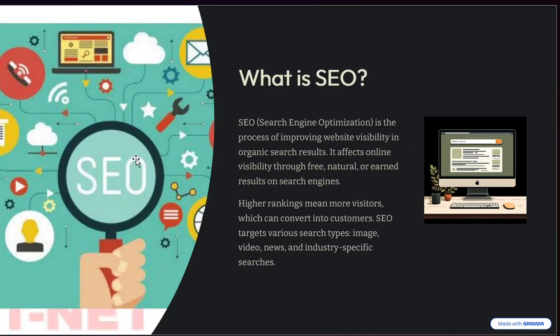First is what is SEO? SEO, or search engine optimization, is a process of increasing your website's visibility in the organic, unpaid search results. Why does it matter? Quite simply, higher rankings mean more visitors, and more visitors tend to convert into customers. SEO affects not just the standard web pages, but also images, videos, news articles, and even industry-specific searches. So let's understand how it works.